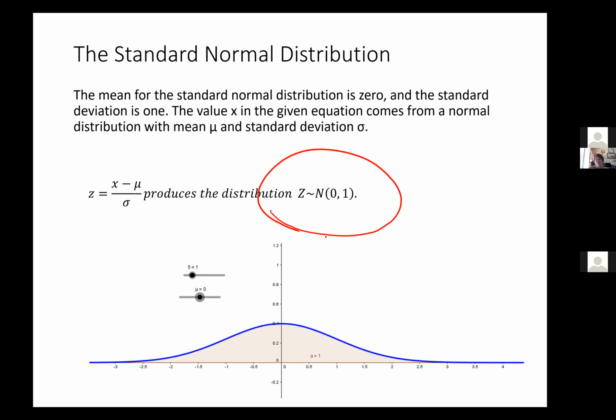The Z value is described by a normal distribution. So the standard normal distribution is described by a normal distribution whose mean is 0 and whose standard deviation is 1. So when you standardize a normal distribution, you force the mean to be 0 and you force the standard deviation to be 1. Okay?